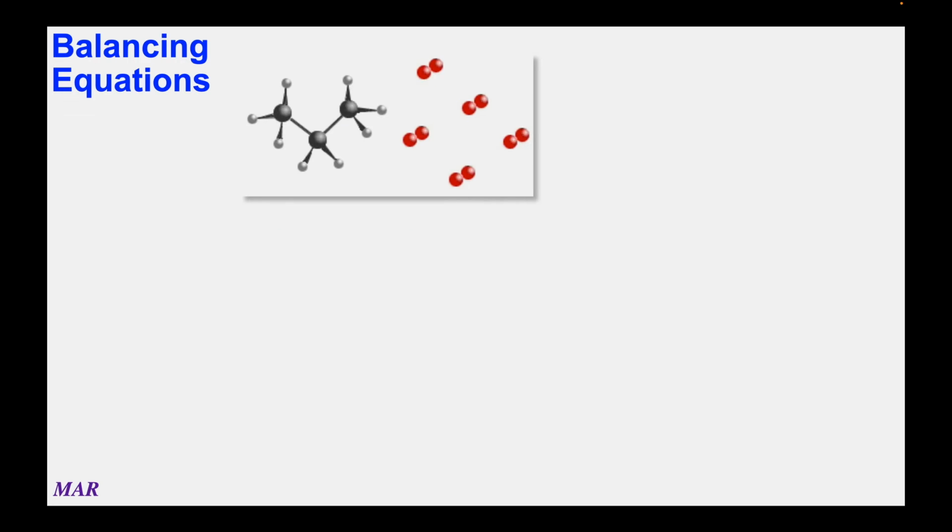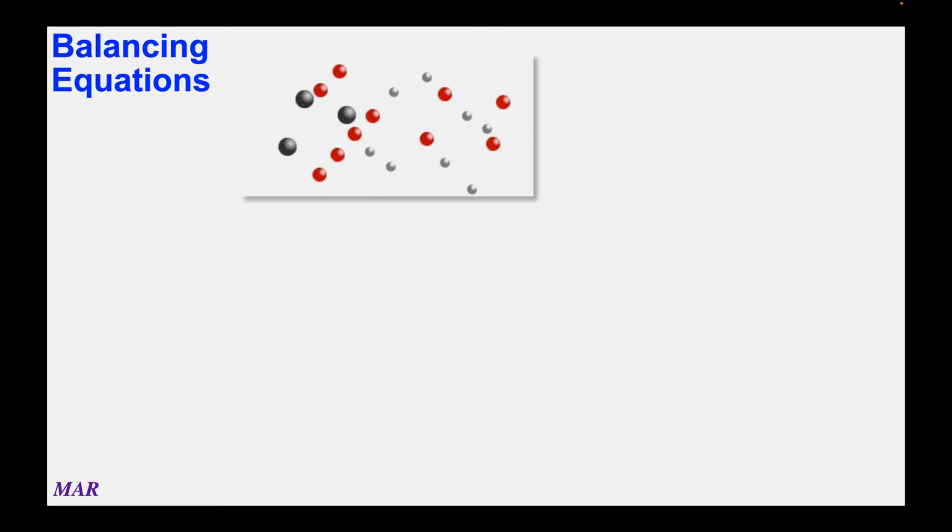In the combustion of propane, a single propane molecule reacts with 5 molecules of O2 to produce 3 molecules of carbon dioxide and 4 molecules of water.